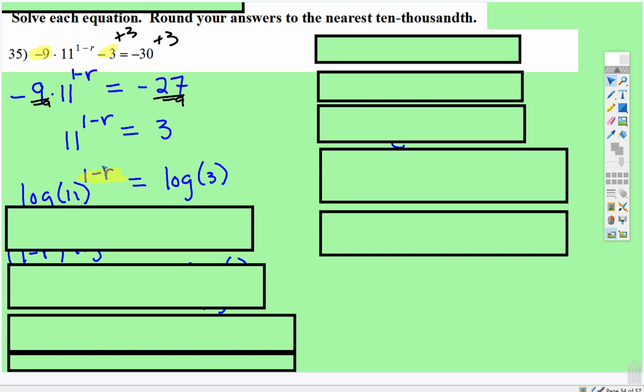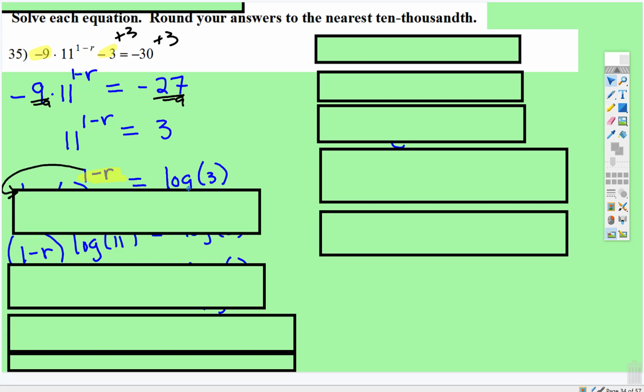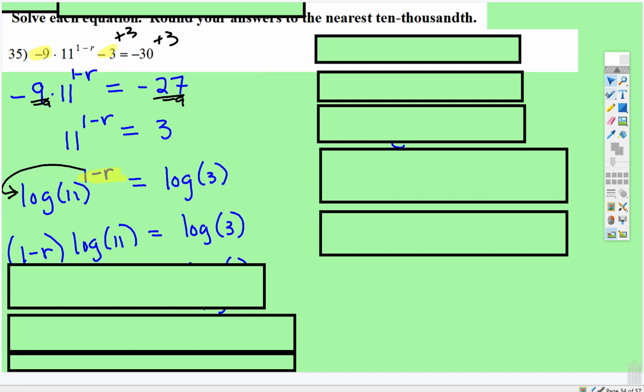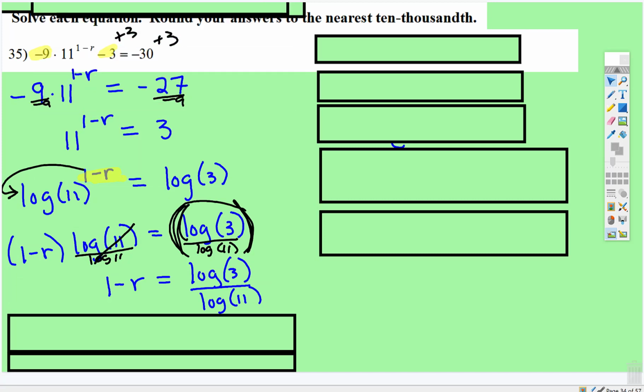Now, this exponential phrase comes down in front because of the laws of exponents. Log base 11 is attached by multiplication, so we're going to divide both sides by log 11. And now this thing becomes a phrase. I didn't need to put a circle around it, just set a parentheses. It cancels over here. And then we have 1 subtract r is equal to that.